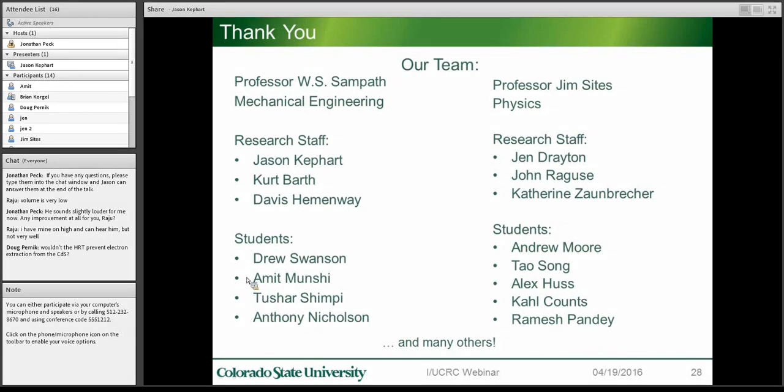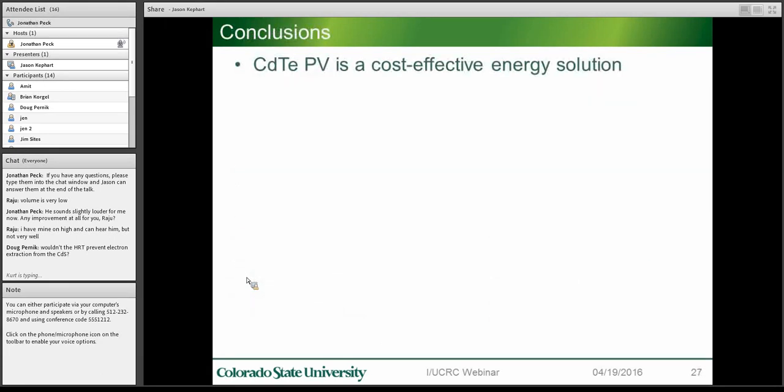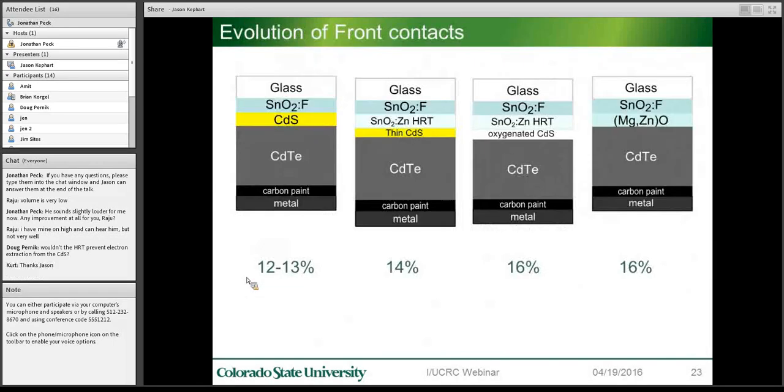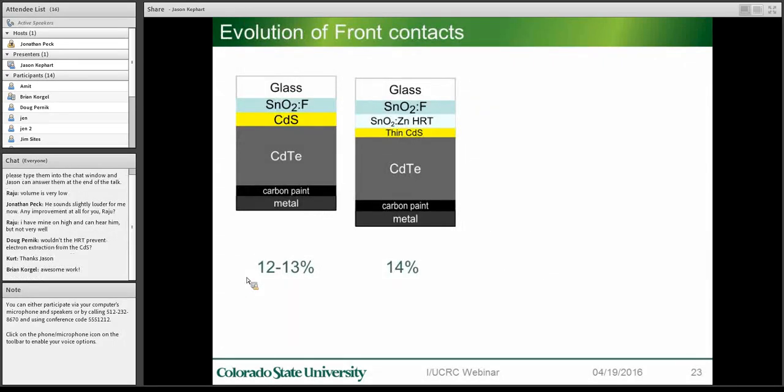I see there's a question in the chat window from Doug Pernick, and he wondered if the HRT would prevent the electron extraction from the cad sulfide. Yeah, so it could if the band alignment were, if the electron affinity of that layer were so low that there was a large positive offset, it could prevent the electrons from being extracted. And also, if the layer were a complete insulator, that would be a problem. But when we say high resistance, it's really relative to the TCO. So these materials are about 1 ohm centimeter, which is quite conductive.